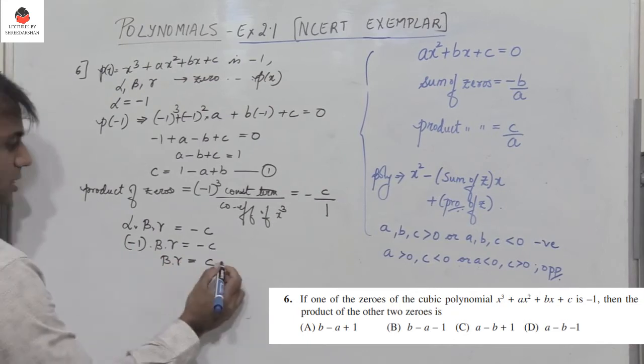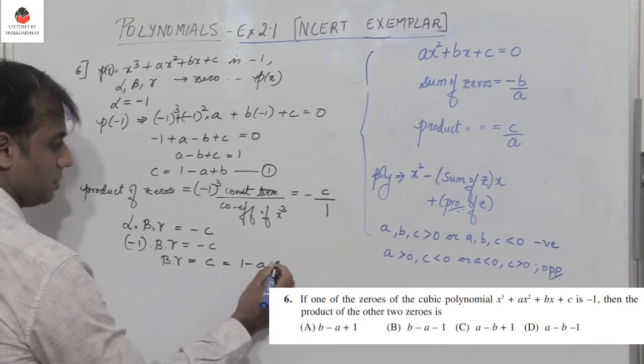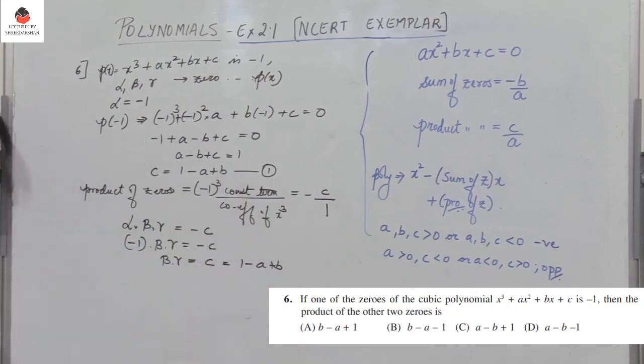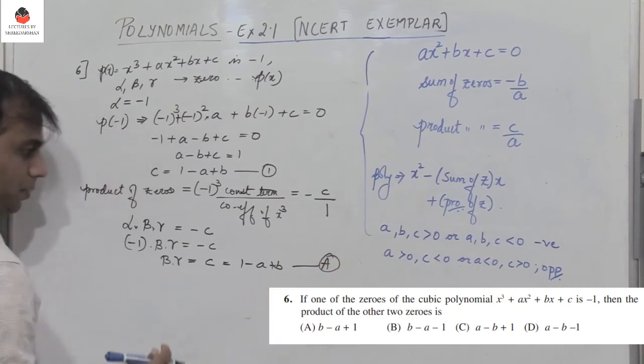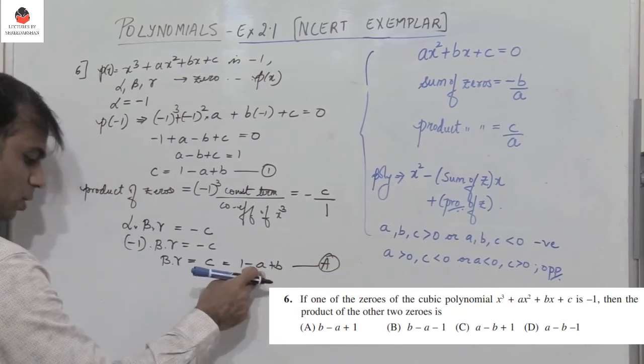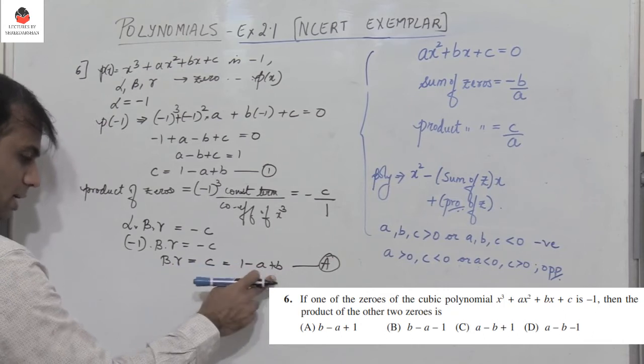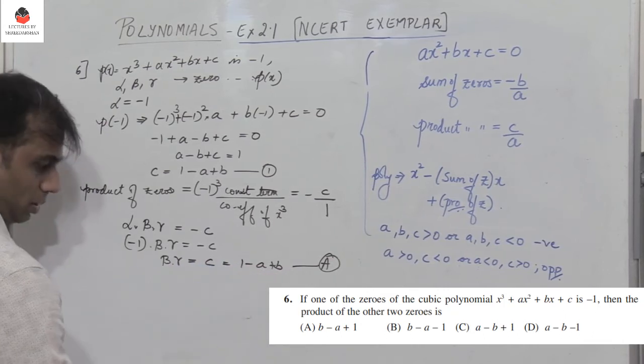And what is c? c is nothing but 1 minus a plus b, given by equation 1. So what is the right answer? If I observe all the 4 options, I find that the right answer is option A, which is 1 minus a plus b, or it's been given as b minus a plus 1.